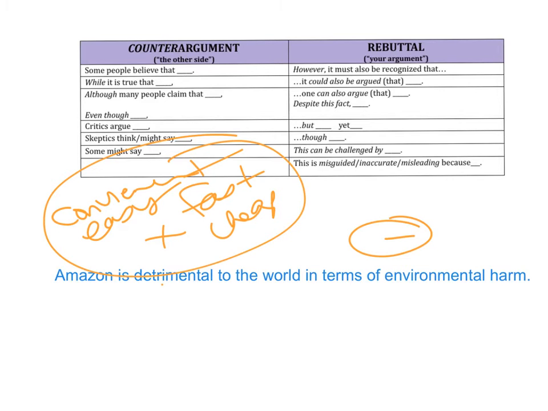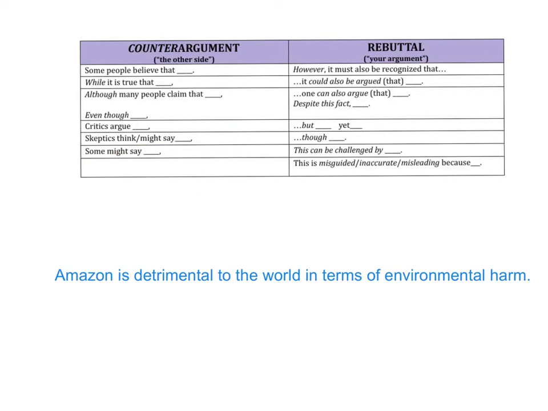So, I'm going to go with the one that says that it is easy or convenient. Okay? So that means in all of these cases, that's what I would say. I would say something like, some people believe that Amazon is convenient. However, and then I have to put in something on this side.